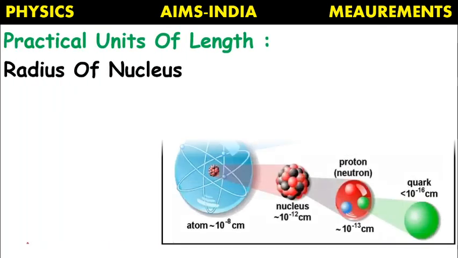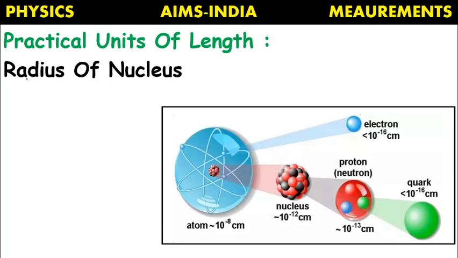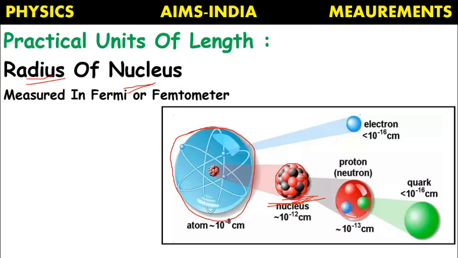Next, third one. Suppose we want to measure radius of nucleus. We know about atom. Inside the atom, we will have nucleus. Inside the nucleus, we will have proton, neutron, like that. So inside the proton, neutrons, we will have subatomic particles like quark. So here, if I want to measure the radius of nucleus, then it will be measured in Fermi or femtometer.